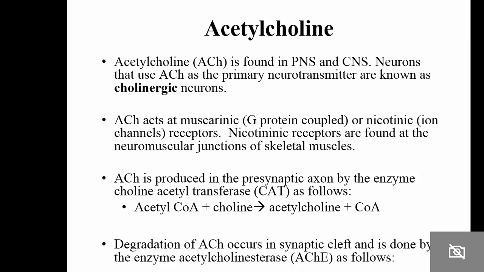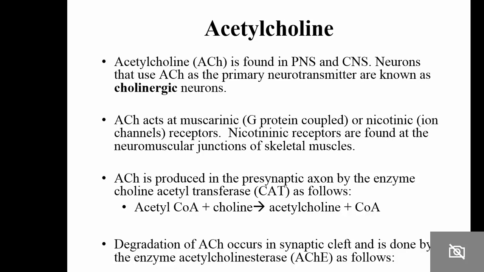Remember we talked about an enzyme degrading the neurotransmitter once it's bound to the receptor. That enzyme is called acetylcholinesterase. It's a mouthful: big A, big C, small h, big E. What it does is break acetylcholine that's bound to the receptor into acetate and choline.